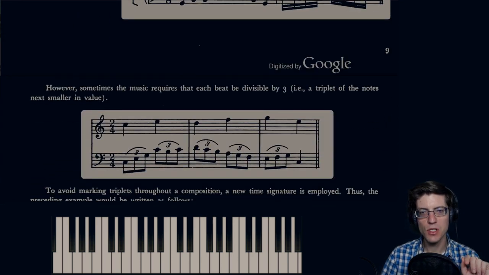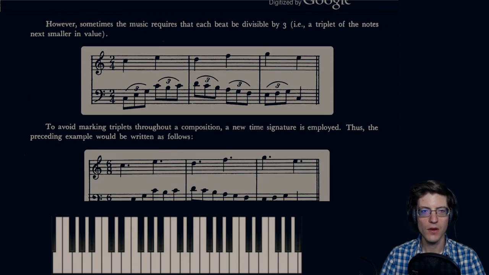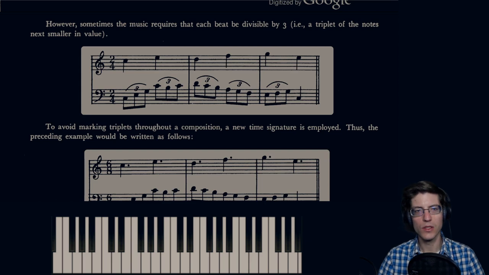However, sometimes the music requires that each beat be divisible by 3, i.e. a triplet of the notes next smaller in value. So we have here in 2-4 time, this would be 1, 2, 3, 1, 2, 3, 1, 2, 3, 1, 2, 3. So you see here that our beat is 2. This is 2-4 time, so our accent is on 1. It's on the first of the measure, but it's divided into 2, right? So 1, 2, 1, 2. So you can see our time is divided that way. And then below, 1, 2, 3, 1, 2, 3, 1, 2, 3.